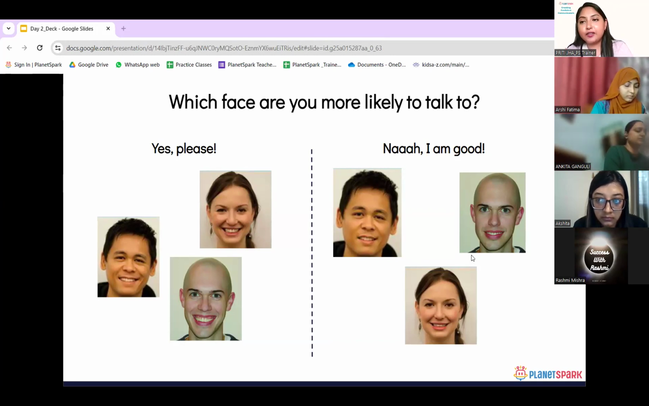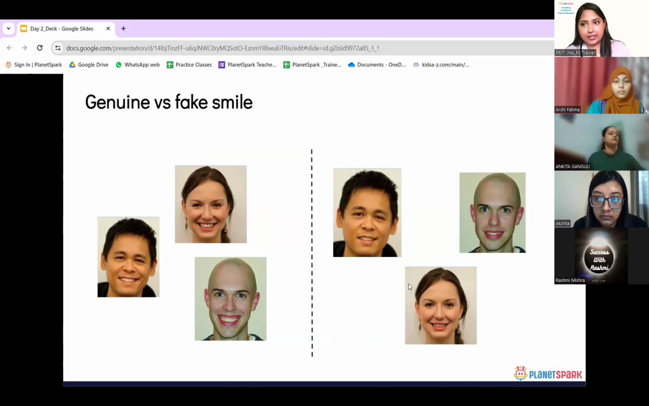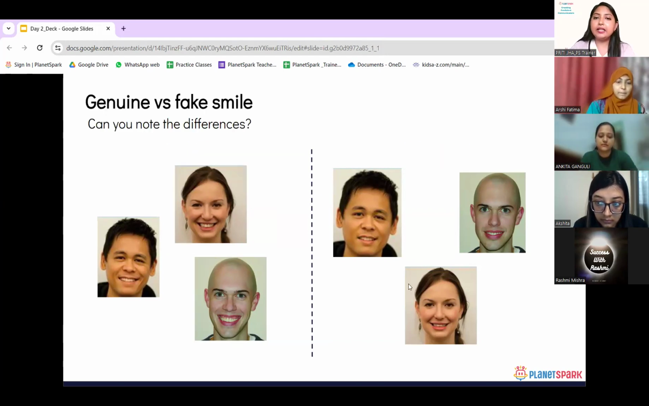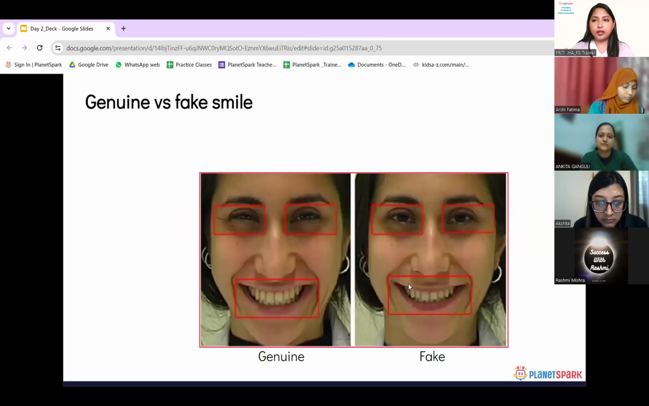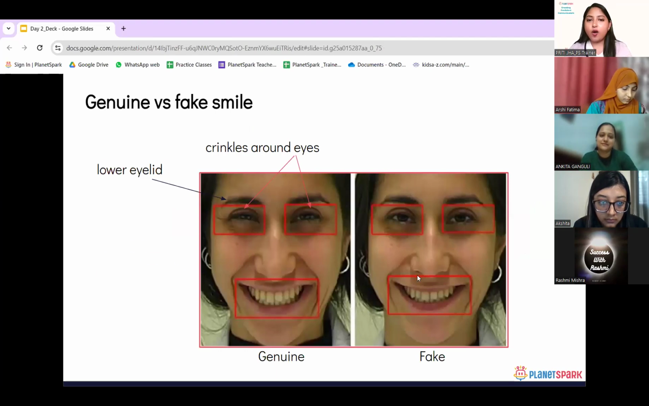So this is the difference between a genuine and a fake smile. You would always see that a fake smile will never have the Duchenne mark, the crinkles around the eyes. It will never have a lowered eyelid, or a raised cheek. That's the difference between a genuine and a fake smile.